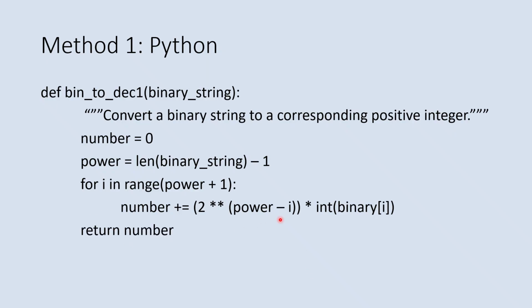And then at the end, we return the number, and because this is all integer calculations, we have an integer at the end, and so we have created the thing that we are trying to create. We had the binary string, and we have this corresponding positive integer, because all the pieces are positive.